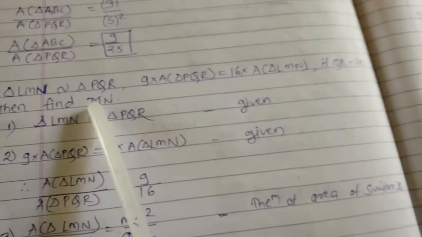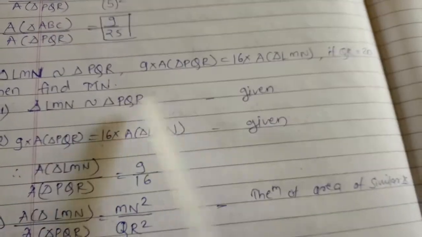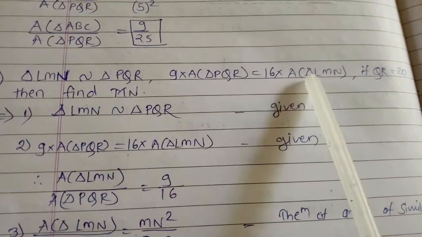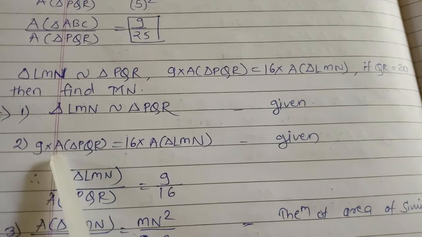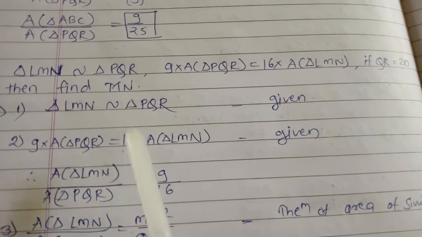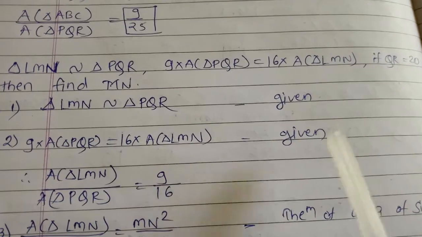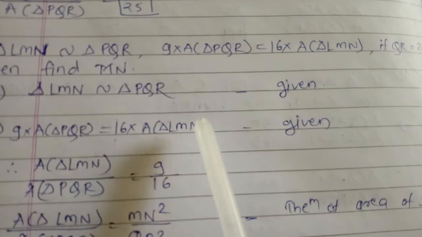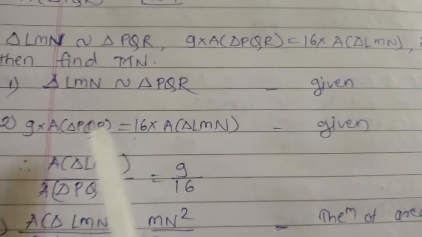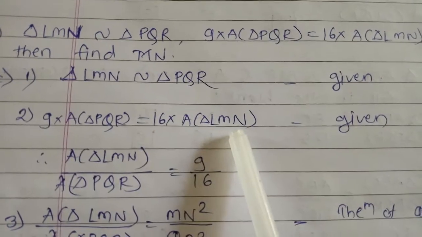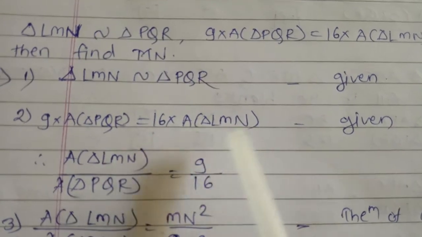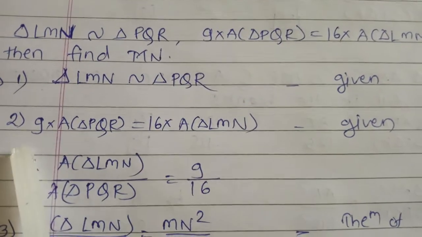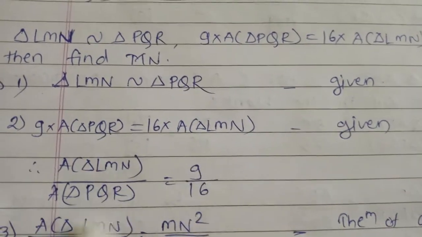Again we are given that triangle LMN is similar to triangle PQR. So this is given, and another thing we are given in the example is that 9 into area of triangle PQR is equal to 16 into area of triangle LMN. This is also given. We move this 16 and the area of triangle PQR to this side, so we get area of triangle LMN upon area of triangle PQR is equal to 9 upon 16. So here we get this ratio.